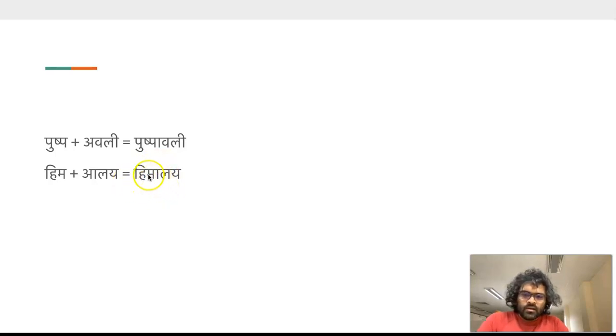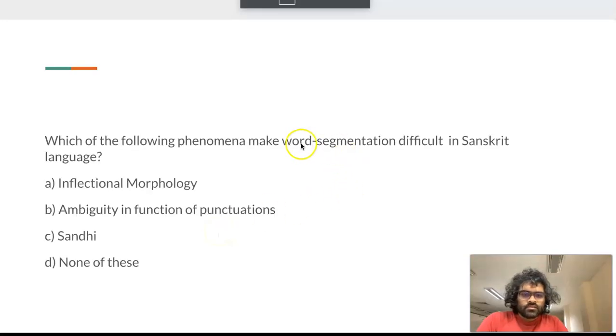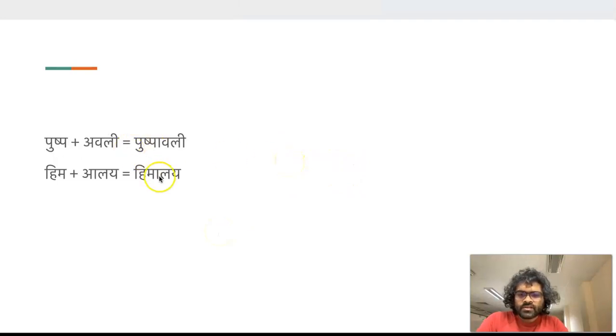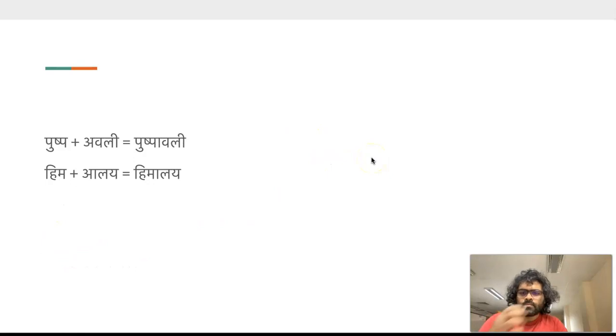For such things, word segmentation is difficult because you don't know how to segment the word without any prior knowledge. But English is not like that. If we add work and then ing, it is working. In Sanskrit that is not the case. So for Sanskrit, this Sandhi part will affect word segmentation.